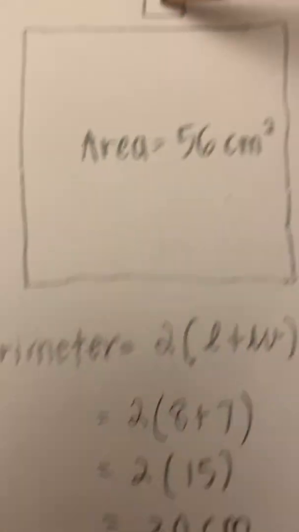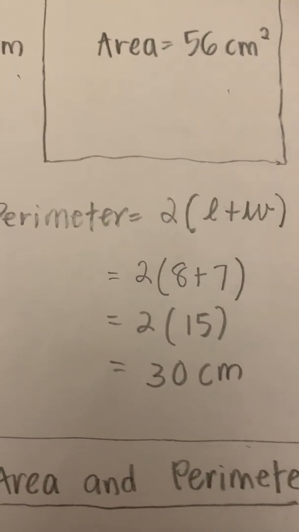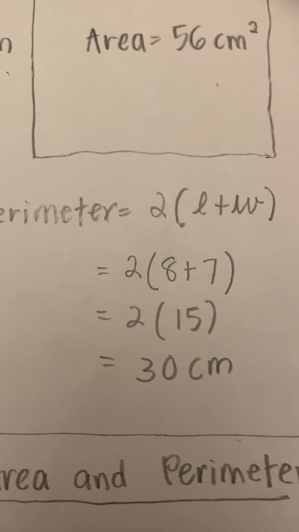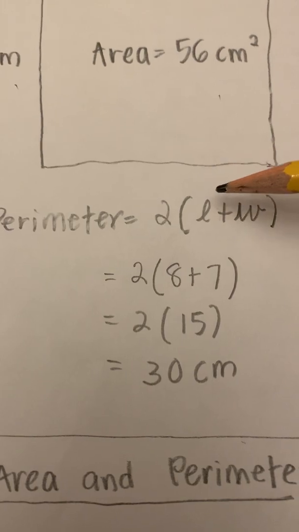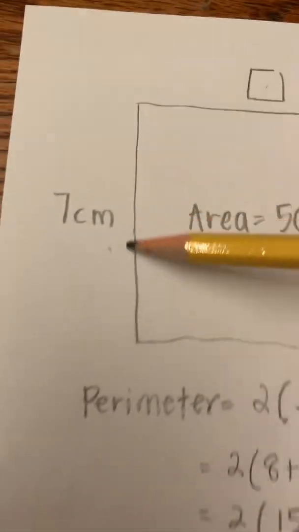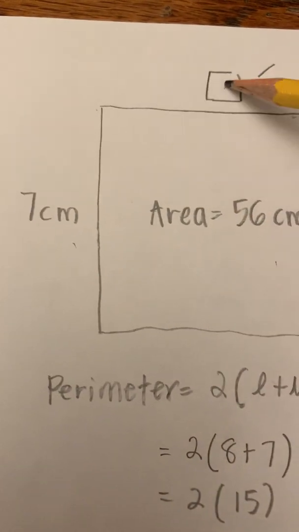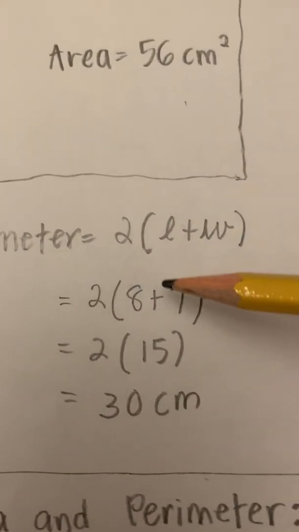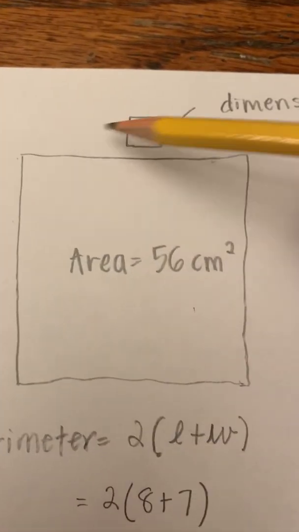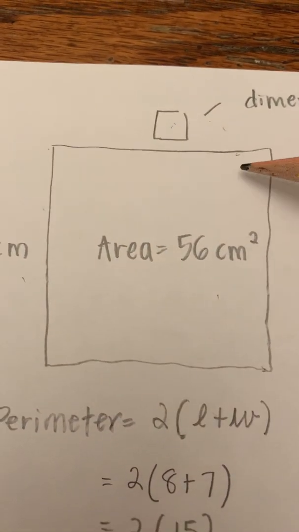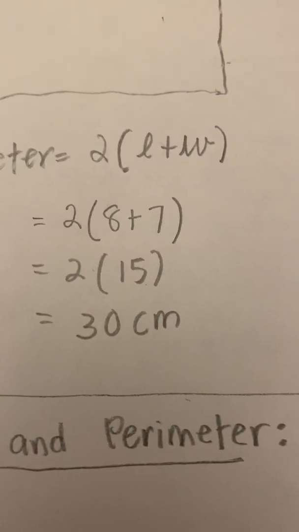So now when I go and find perimeter, I have all of my information. That's what made it different. I didn't have the dimension. So I needed to find the area first. Perimeter is 2 times length plus width. So my length and my width, my 8 plus my 7. 8 plus 7 is 15. I'm gonna multiply that by 2 because I have 2 lengths and I have 2 widths. 2 times 15 is 30 centimeters.